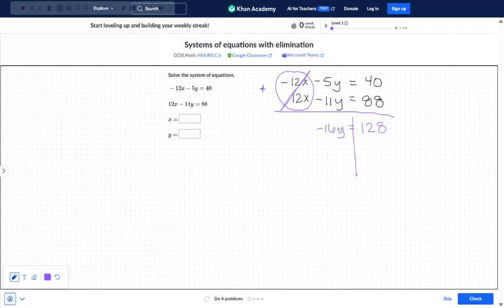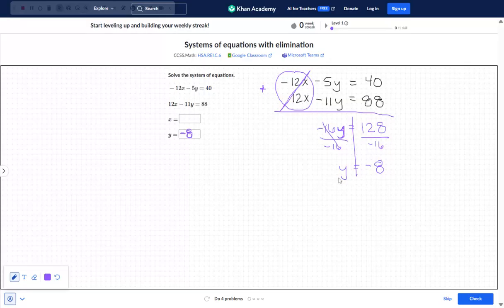We got this. We want to get y by itself, so we're going to get rid of this 16. We're going to divide both sides by negative 16. We'll get y equals, calculator, that would be negative 8, right? Again, we're not quite done yet. We know what y equals, but, just like in the Khan Academy video, how it's showing here, we also need to know what x equals.